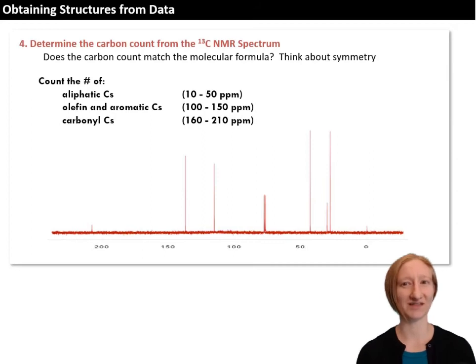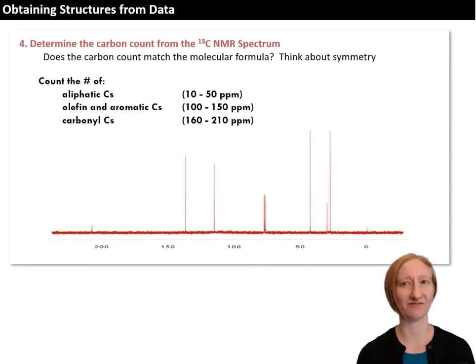One step beyond that, we can use the three regions listed here to distinguish aliphatic, or sp3 hybridized carbons, olefin or aromatic carbons, sp2 hybridized carbons, and carbonyl compounds, which appear in their own region downfield between 160 and 210 ppm. So in this particular spectrum, we have 6 different carbons.